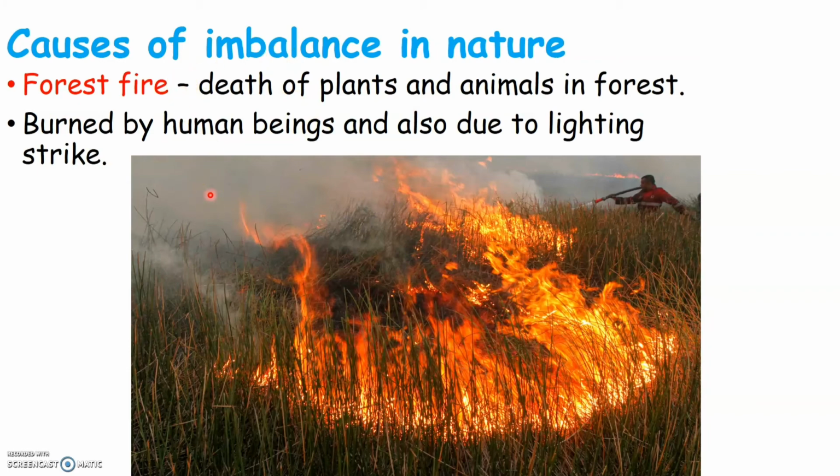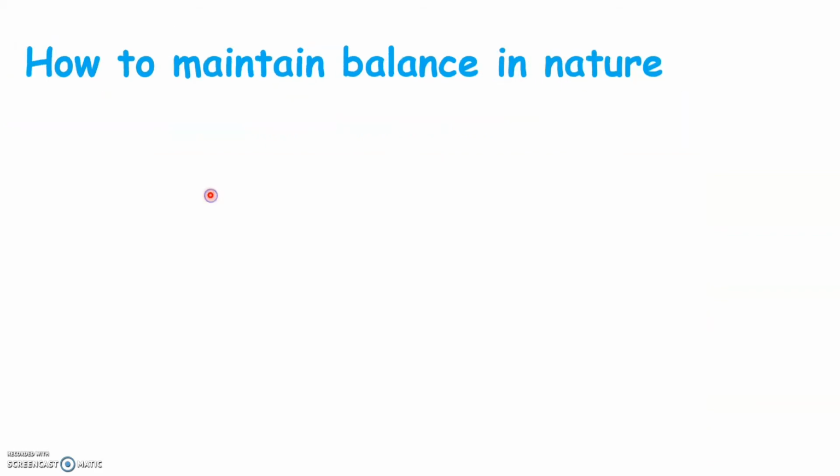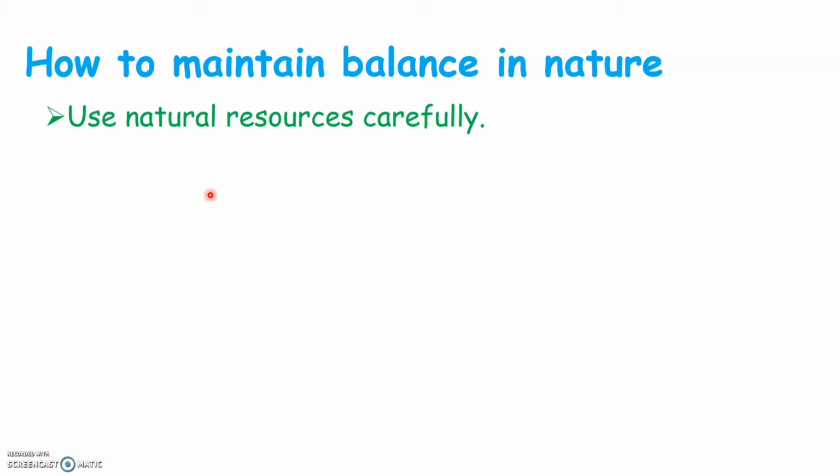So now let us see, how can we maintain a balance in nature? Now we know that maintaining a balance in nature is necessary for our survival of life on earth. So now we will see which are different ways in which we can maintain a balance in nature. So it is very important to use all our natural resources very carefully. We should remember that we should not waste any natural resources.